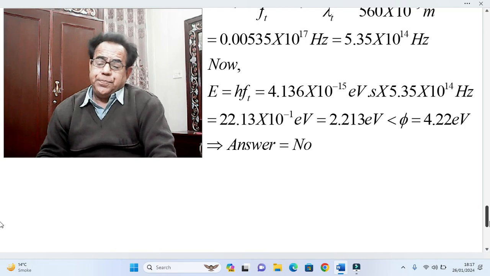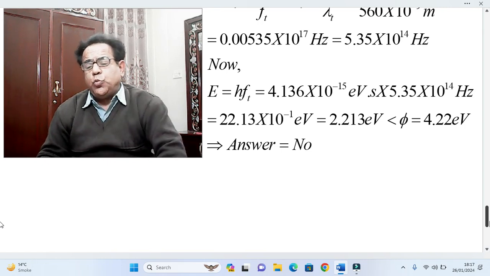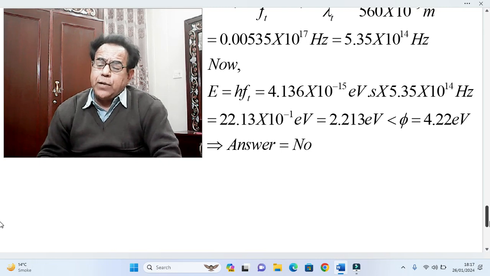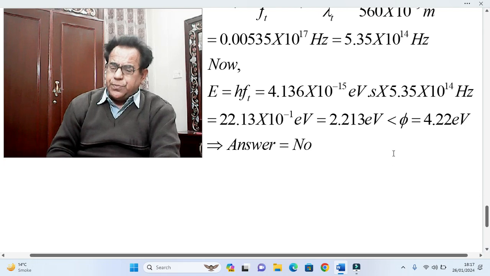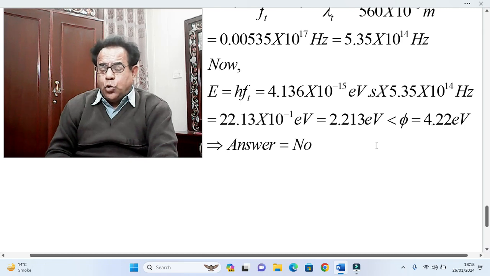And we know that the work function for molybdenum, which is provided in this statement, is 4.22 electron volt, and we know that 4.22 electron volt is greater than E, 2.213 electron volt. This implies that the answer is no. Because the energy which we have found is less than the work function 4.22 electron volt, this suggests that the answer is no.